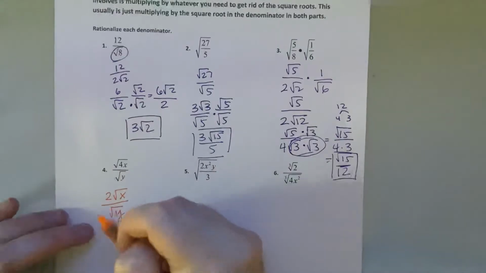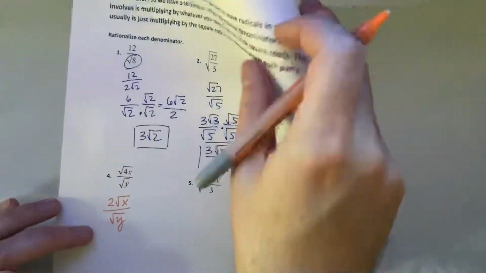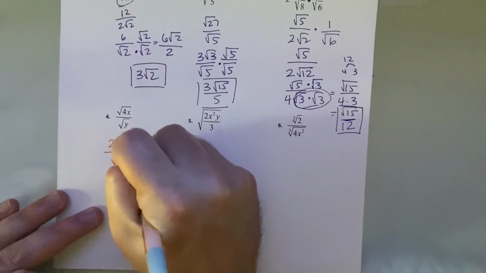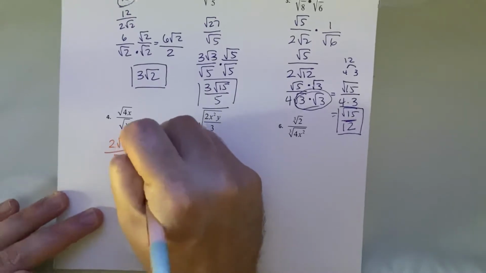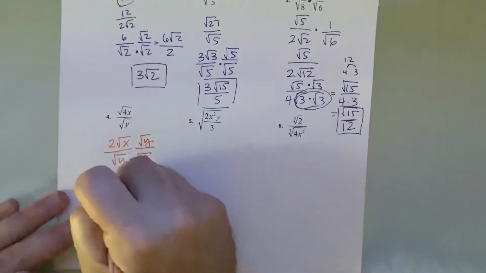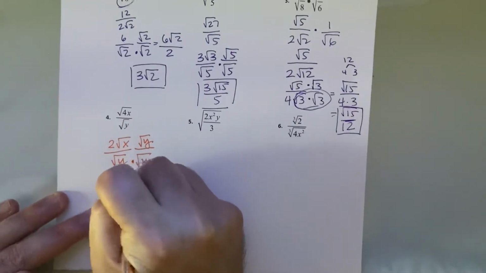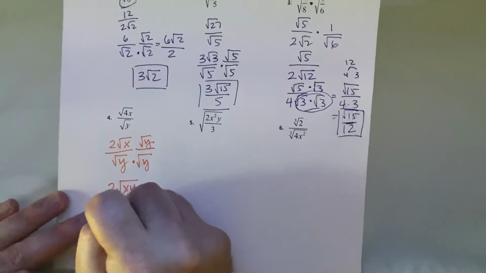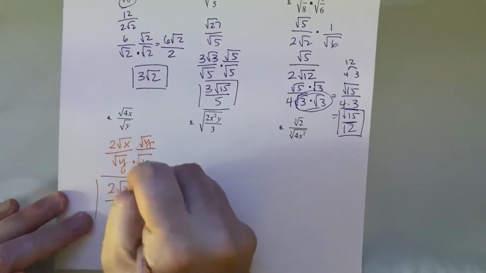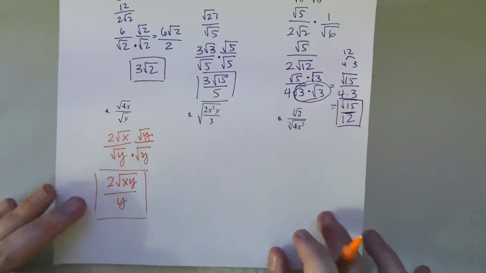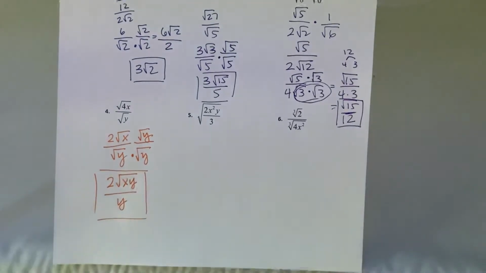Now again, to get rid of the square root of y in the denominator, I need to multiply by the square root of y, which means in the numerator as well. So this is 2 square roots of xy all over y. You might think that that doesn't look more simplified than it started, but it still gets our denominator more simplified when we're dividing in theory.